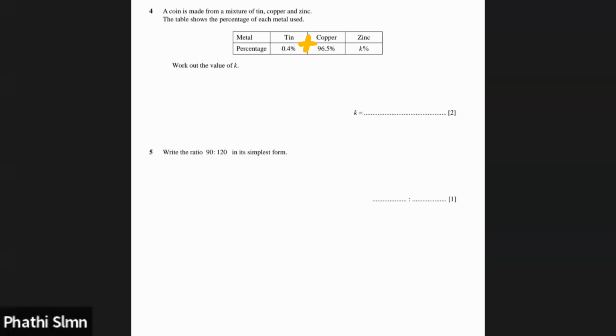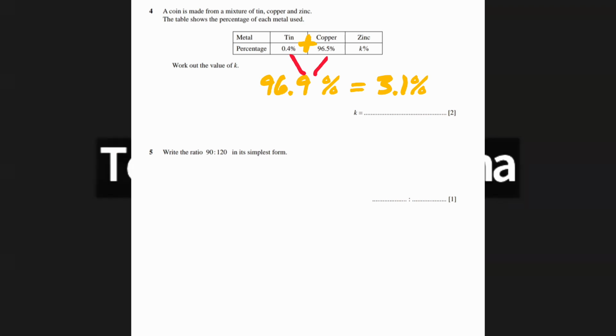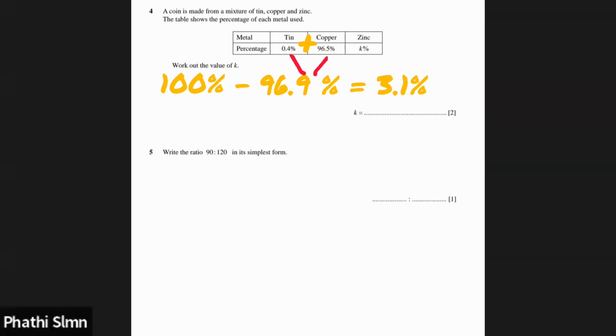So let's combine copper and tin. It'll be 0.4 plus 96.5, which gives you 96.9. Don't you subtract from 100? From 100, we subtract 96.9. We get 3.1. It should be 3.1. So our answer is 3.1% zinc. So our K is 3.1.